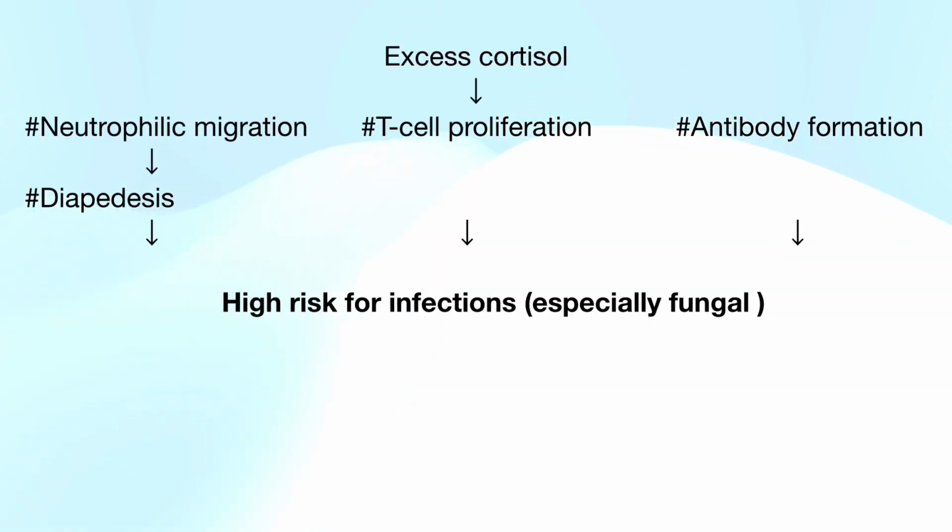There is also inhibition of neutrophilic margination along the walls of blood vessels. So there is decreased diapedesis. There is also inhibition of T cell proliferation and antibody formation. All this together, it causes decreased immunity. So there is increased risk for infections, especially fungal infections.